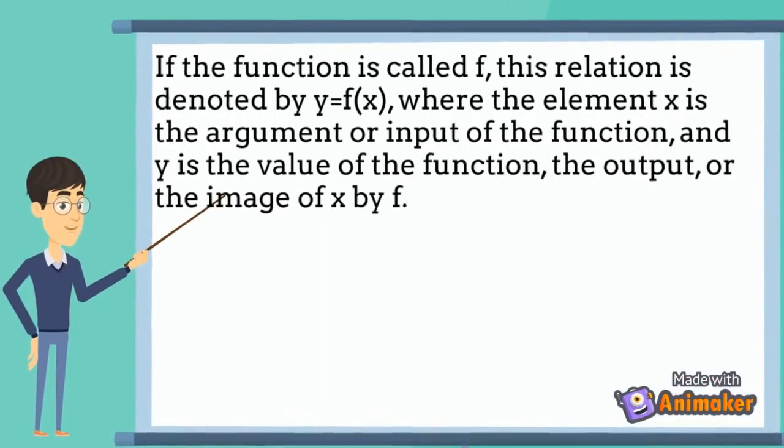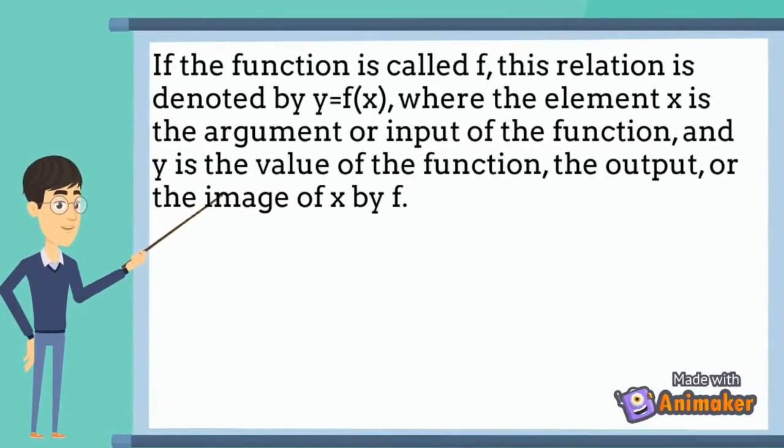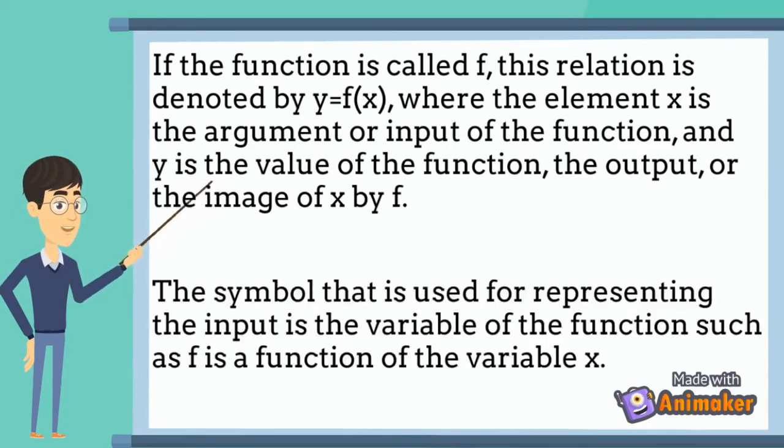If the function is called f, this relation is denoted by y equals f(x), where the element x is the argument or input of the function, and y is the value of the function, the output, or the image of x by f. The symbol that is used for representing the input is the variable of the function, such as f is a function of the variable x.